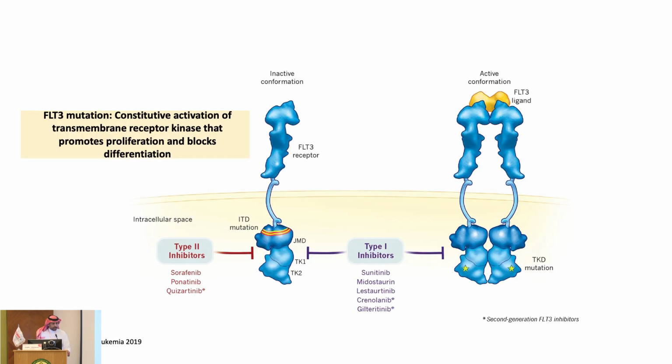Nowadays, we have multiple agents approved for treatment of FLT3 AML in different indications. We have two types of FLT3 inhibitors. We have the type 1 FLT3 inhibitors, which target both the ITD mutation and the TKD mutation. Examples of that are midostaurin and gilteritinib. And we have type 2 inhibitors, which specifically target only FLT3 ITD. An example of that is sorafenib and quizartinib.